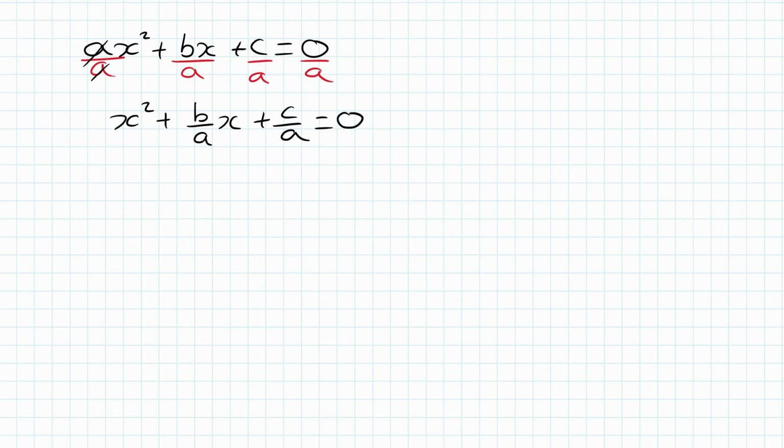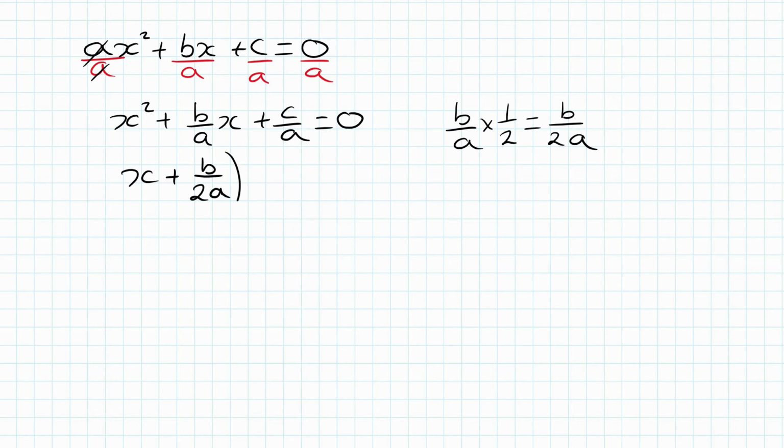And to make it into a perfect square form, I have to halve the coefficient of x first. So that means b over a divided by 2, or times a half, is the same. So that gives me b over 2a. So that is x plus b over 2a, all squared.